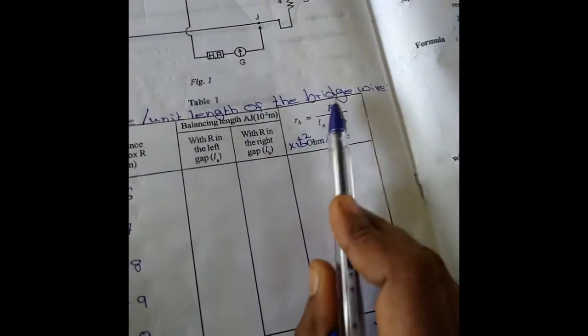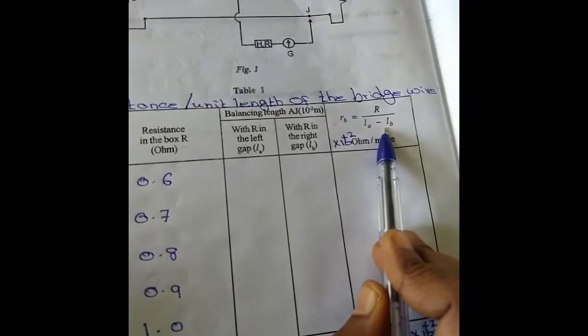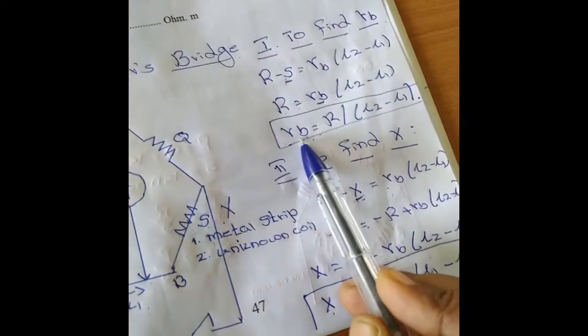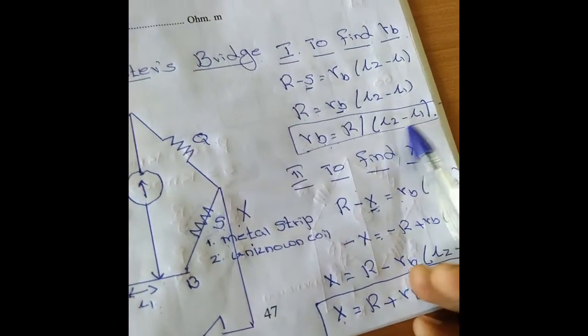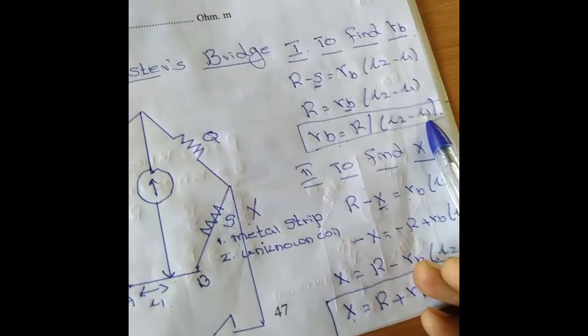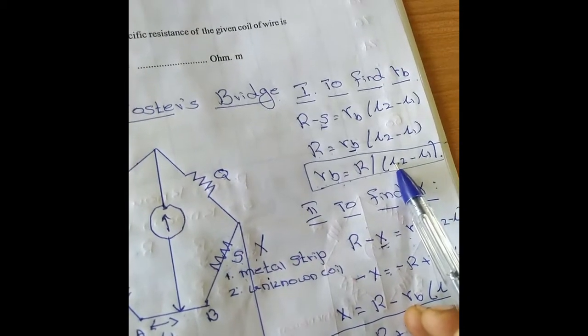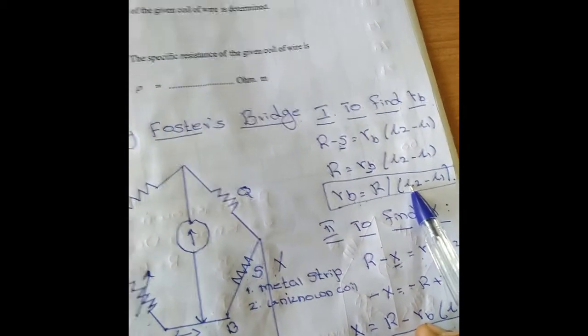Now, for the first part of the experiment, see here, this is the first table. As I have told you already, we have the formula RB is equal to R divided by L2 minus L1. L1 is the balancing length measured with R on the left gap, and L2 is the balancing length measured with R on the right gap.